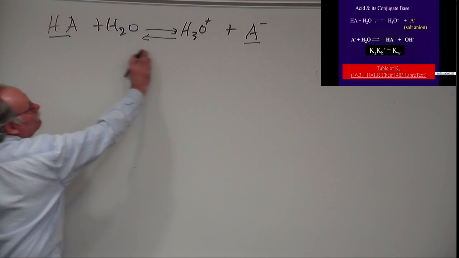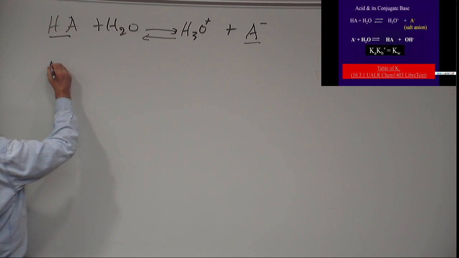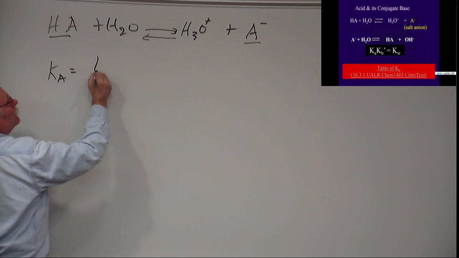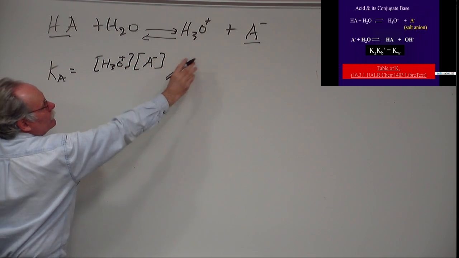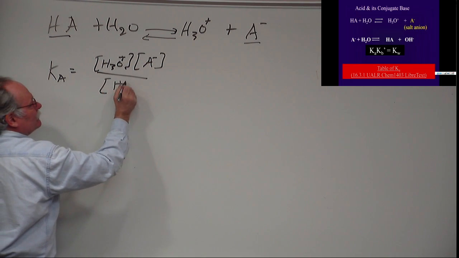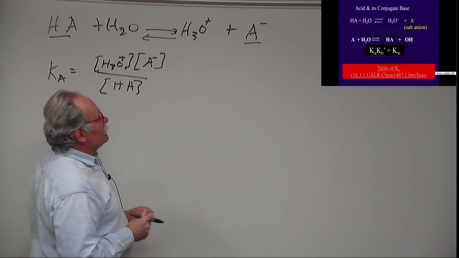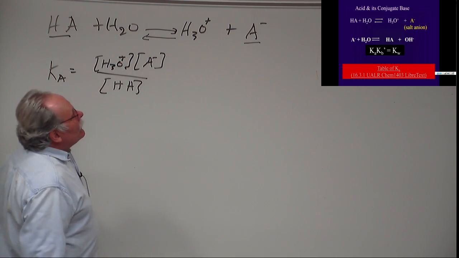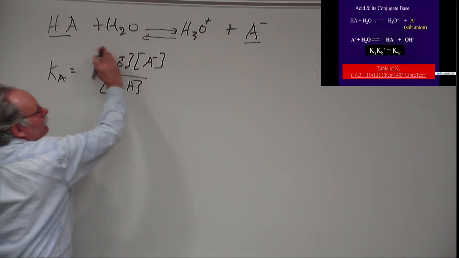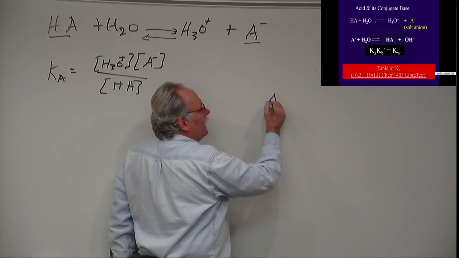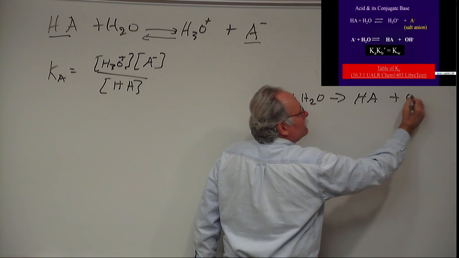First off, if this represents the equilibria, I could ask myself, what is the equilibrium constant? And for a weak acid, Ka is equal to the hydronium ion concentration times its conjugate base divided by the weak acid concentration, and we omit the water because its concentration is so high that it is essentially constant. Now, the A minus can also react with water. So both HA can react with water and A minus can react with water. And when A minus reacts with H2O, it forms the weak acid plus hydroxide.